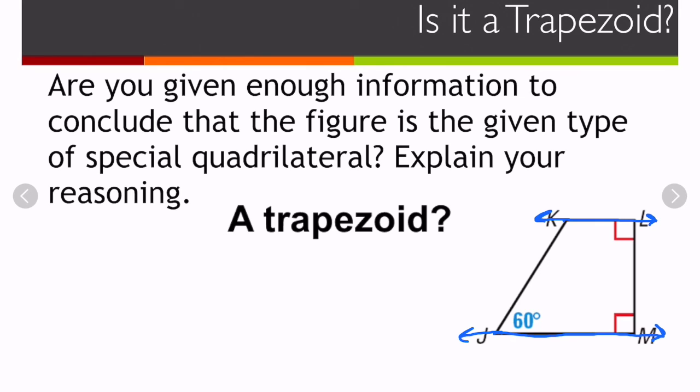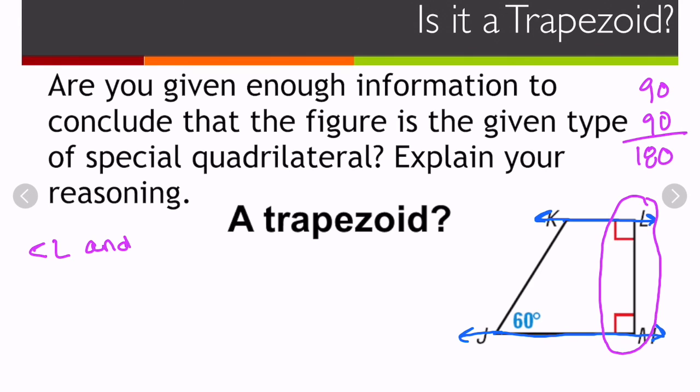If they're parallel, then 2 of their angles need to be supplementary. Well, if we look at angle L and angle M, angle L is 90 degrees, angle M is 90 degrees, and 90 plus 90 is 180. So KL and JM are parallel because angle L and angle M are supplementary.